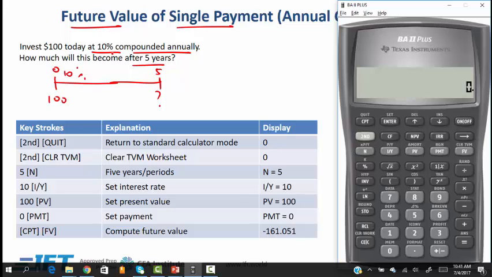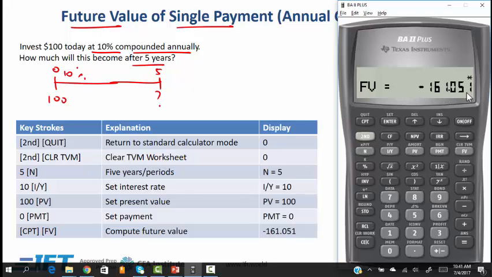We have 5 periods, so we hit 5 and then N. Notice that the equal to sign is there, which means that you don't have to hit enter. So the system has recognized that N is equal to 5. Then 10 is our interest rate, so 10 and then hit IY. Again this is accepted, and then we give the present value, which is 100, so 100 PV. The payments are 0, which means that no additional payments are being made during this 5-year period, so 0 payment. And then we compute the future value, so compute FV, and we get minus 161.051.